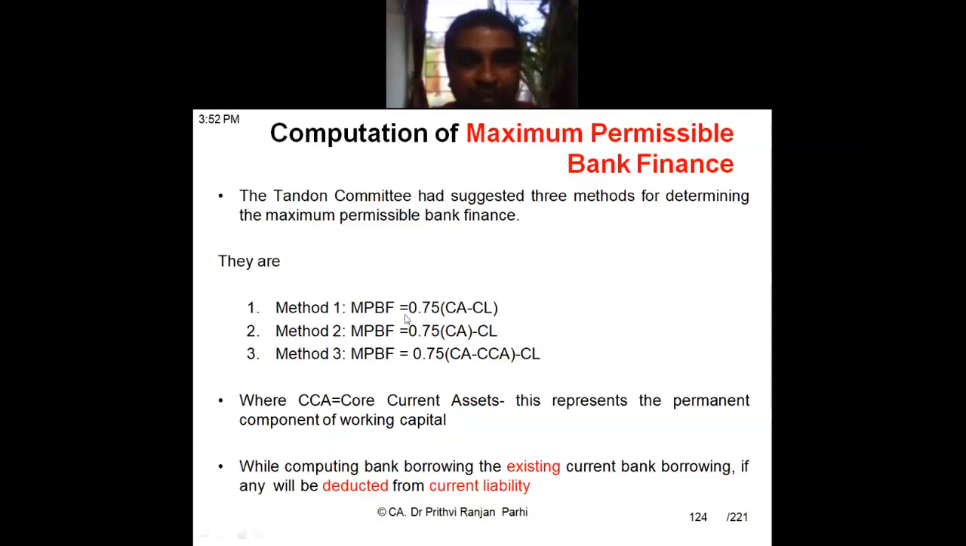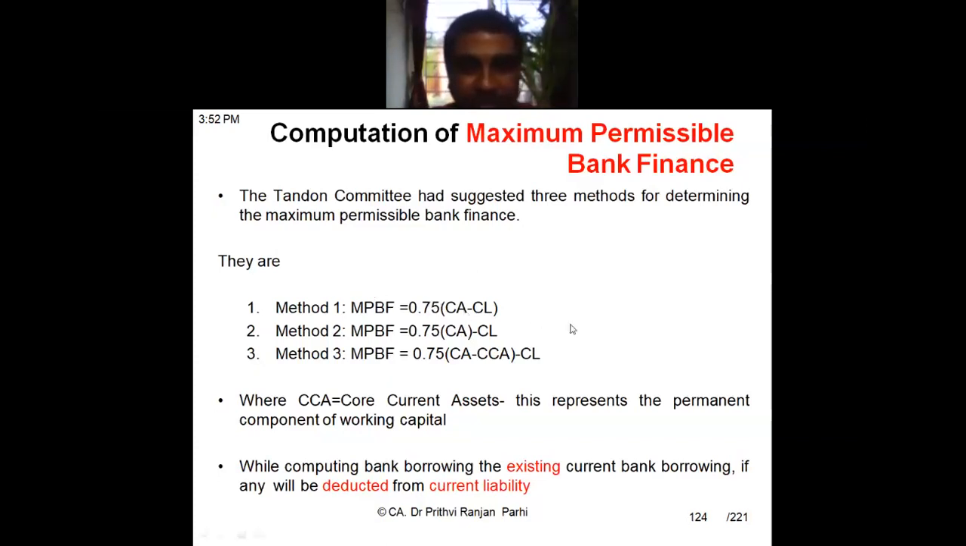What is the first method? Maximum permissible bank finance is 75% of the net working capital gap. Working capital gap means current assets minus current liabilities. 75% of this will be funded by the bank, at maximum. And what about the remaining 25%? The customer will arrange some other finance, not working capital finance, maybe long-term finance.